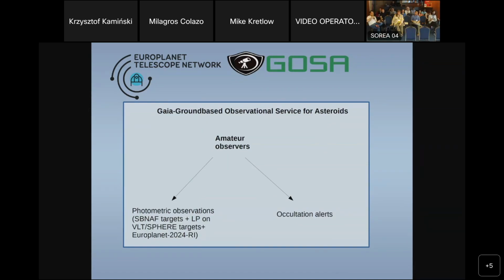First of all, by recording occultation events, as Mike was telling about today, and by doing photometric observations. We've got plenty of such observations, and they were already used to support the Horizon 2020 project SBNAV and to support a large program which was held on the VLT SPHERE telescope. So the data were already used in a very practical way.